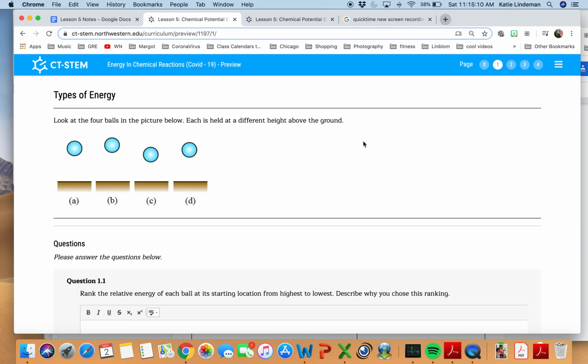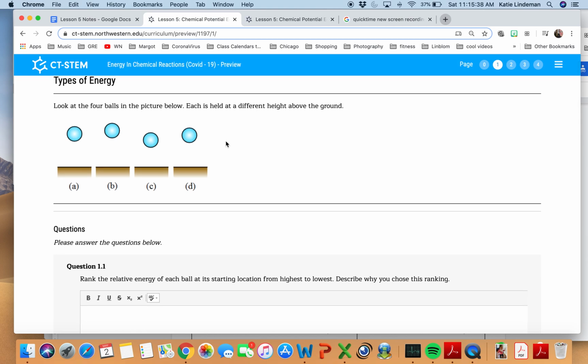So just to start thinking about this, we want to start thinking about what types of energy there are and how these different types of energies play a role within our chemical reactions. So we want to look at these 4 balls in this picture. Each is held at a different height. Okay, so I know A and D look like they are held at about the same height. We're asking you to ignore that, okay? So just assume that they're at different heights.